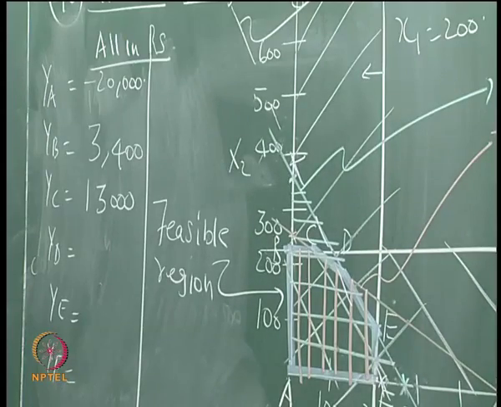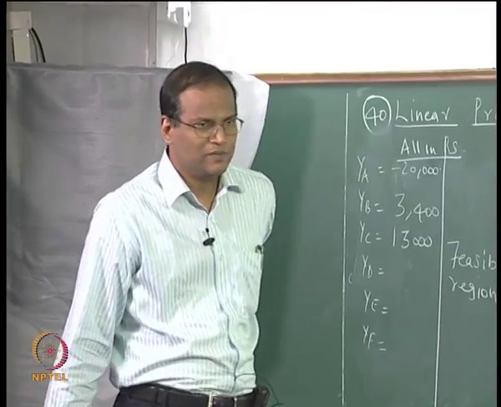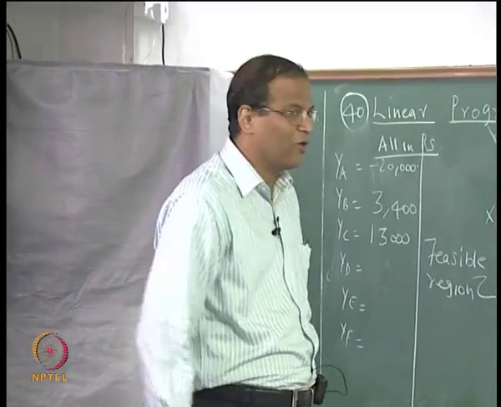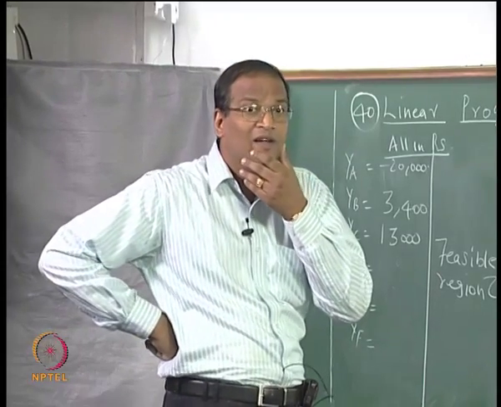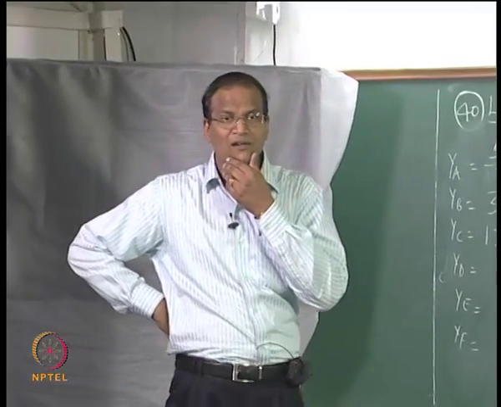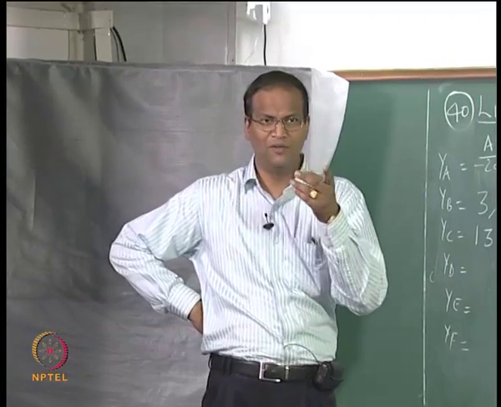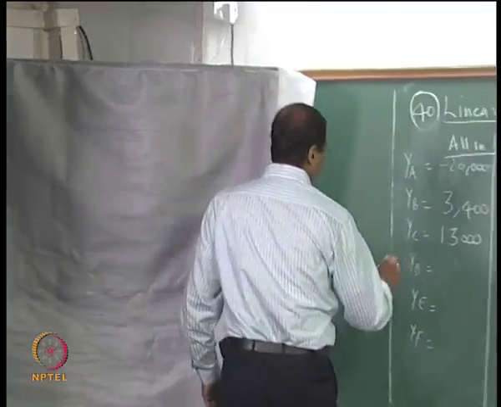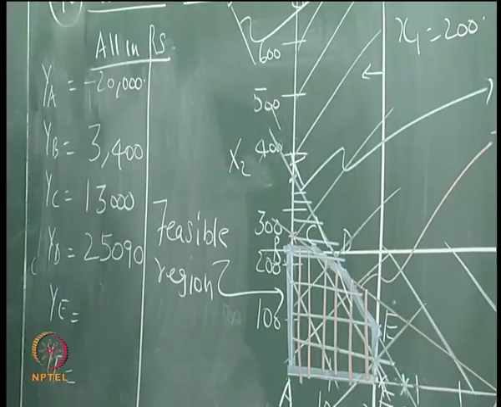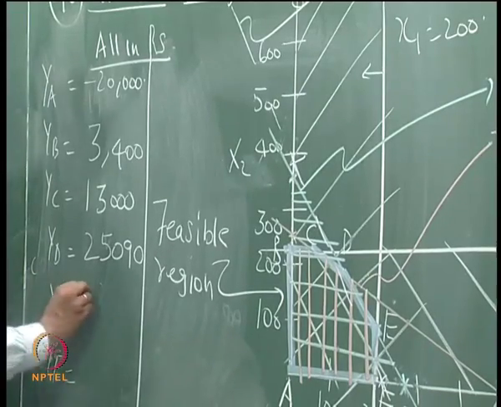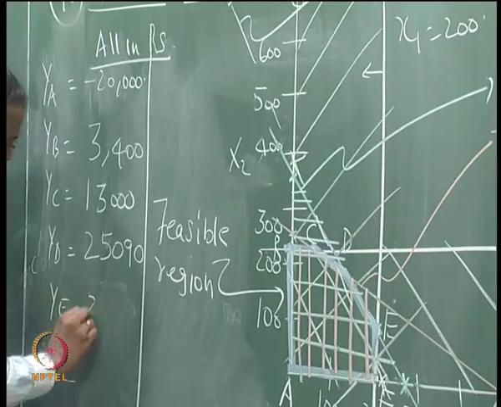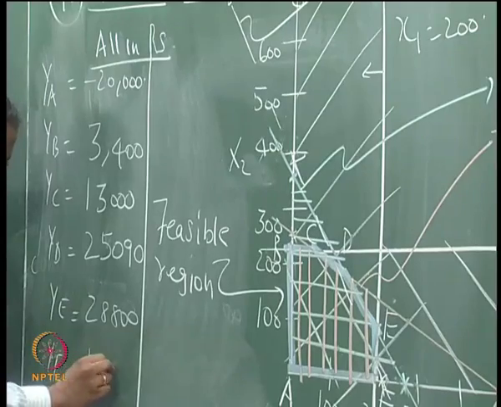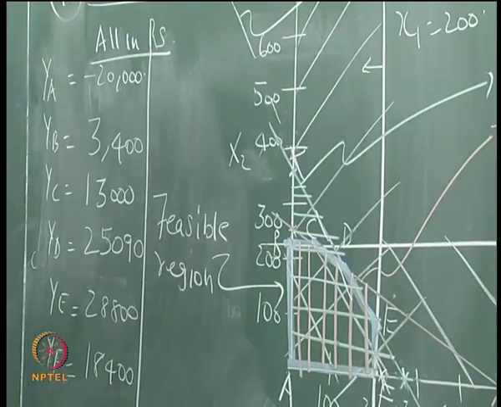D. D should be more, I don't know. 25,000? 90. Okay, 25,090, because of the decimals. E must be? Okay, good. F? 18,000. Okay. Now you evaluated y at the 6 points.